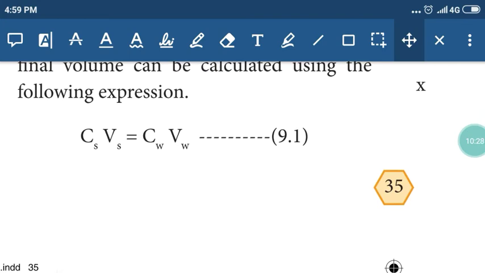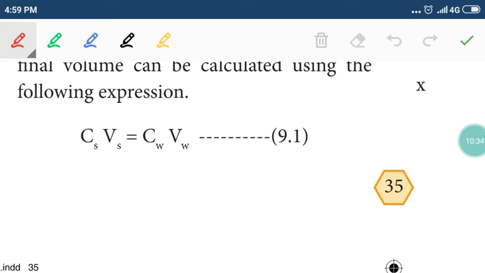We have a basic equation, and this will be useful to find the concentration of a solution. You have two solutions, and the concentration of one solution is unknown. You can calculate it. The equation is CSVS equals CWVW. CS represents the concentration of standard solution, VS is the volume of standard solution, CW is the concentration of working standard, that means a dilute solution, and VW is the volume of working standard.